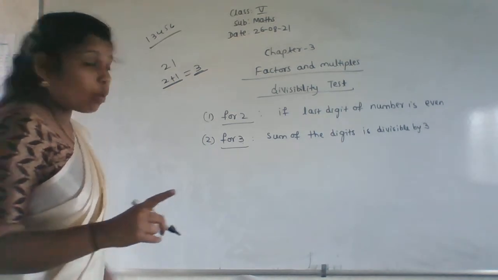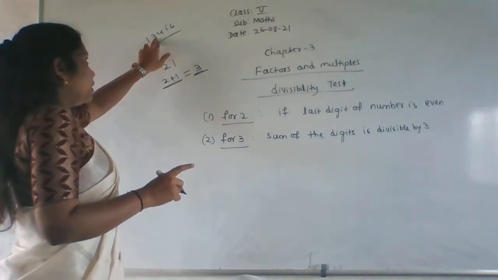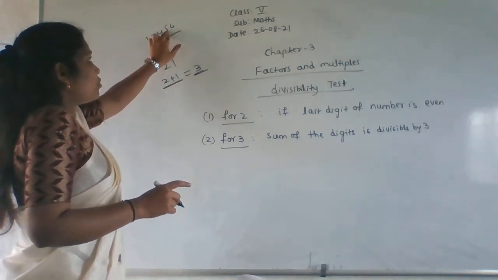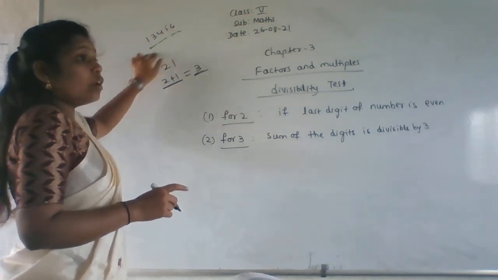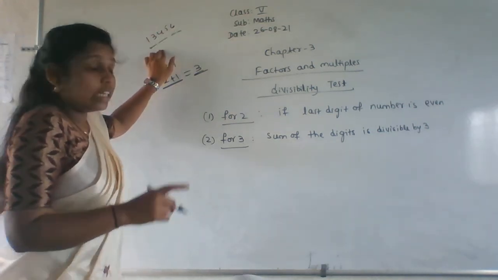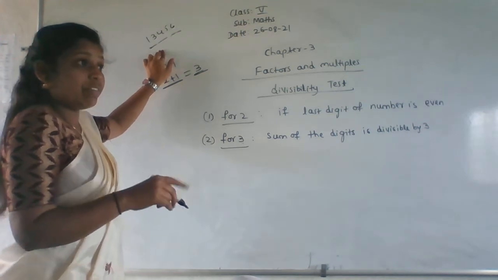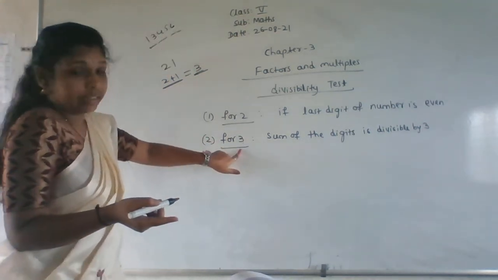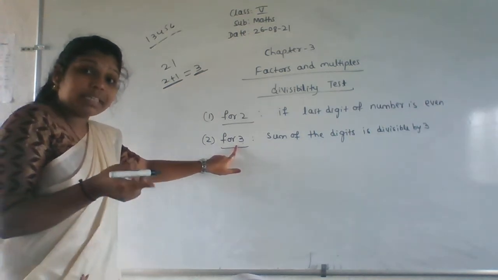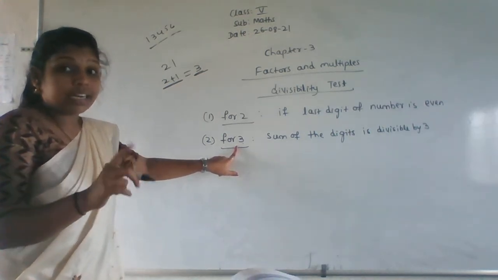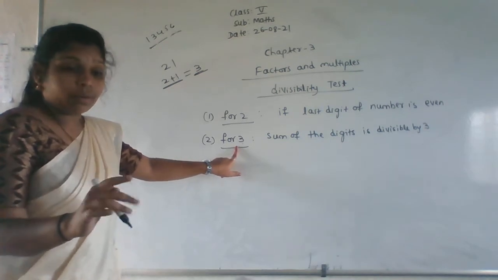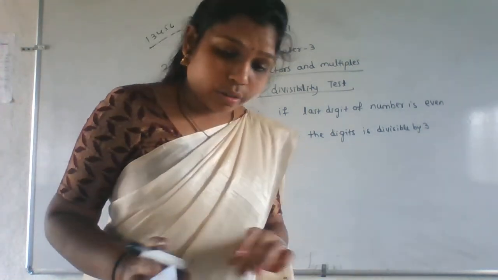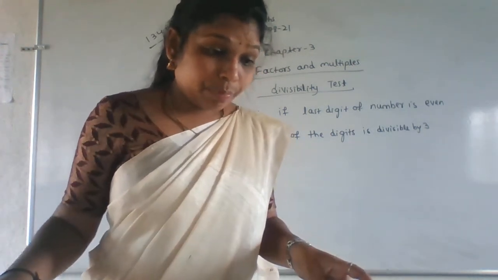Sum of the digits means what here? 1 plus 3, 3 plus 4, 4 plus 5, 5 plus 6. Okay? Do the sum of the digits. If the sum is divisible by 3, then that whole number is divisible by 3. That is the rule for the divisibility of 3 that you already studied in the 4th standard. Okay? Now we go for the divisibility rule for 4.